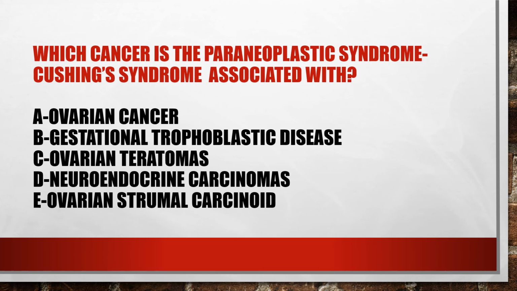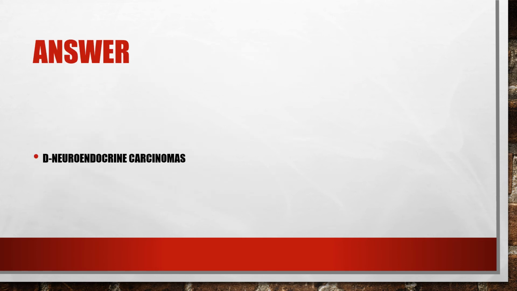Which cancer is the paraneoplastic syndrome of Cushing's syndrome associated with? Ovarian cancer, gestational trophoblastic disease, ovarian teratomas, neuroendocrine carcinomas, ovarian stromal carcinoid. And the answer is neuroendocrine carcinomas.